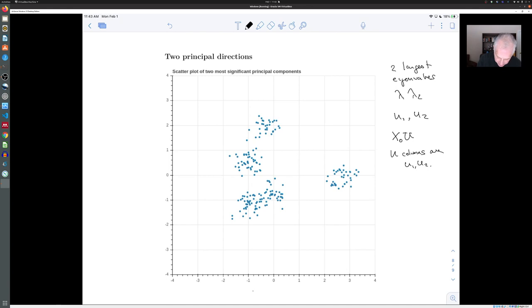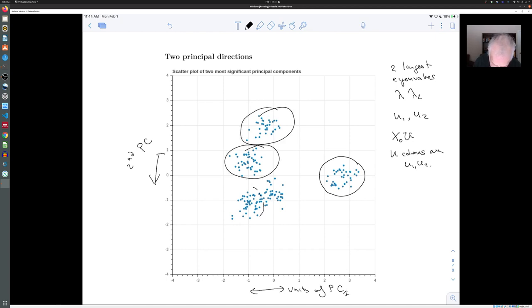So these axes are measured in units of the first principal component and the second principal component. So they're linear combinations of your original features. They're synthetic. But now look at the structure that you see. You see 1, 2, 3, and then maybe, it's hard to tell, 4 or 5 clusters in the data. So the data has 4 or 5 clusters hidden in it. And the principal components are sufficient to distinguish them.